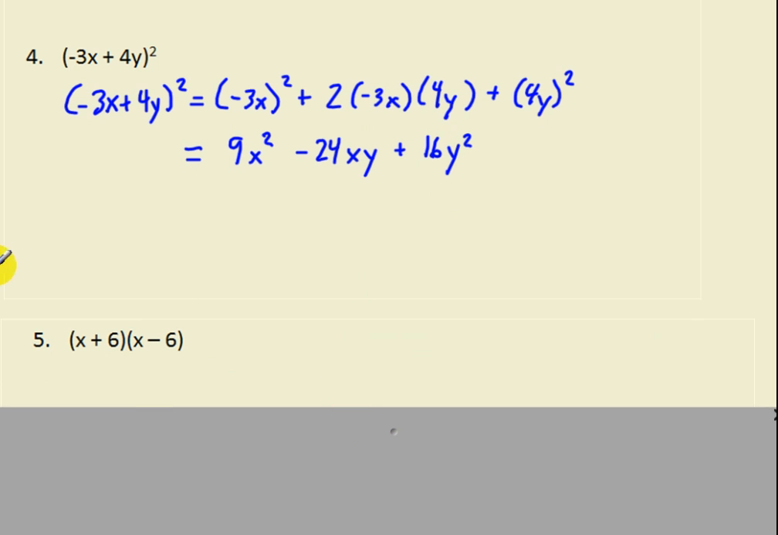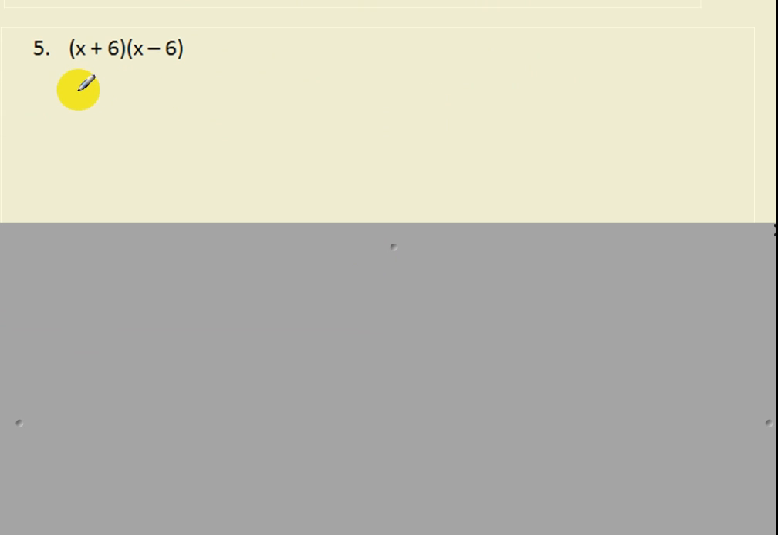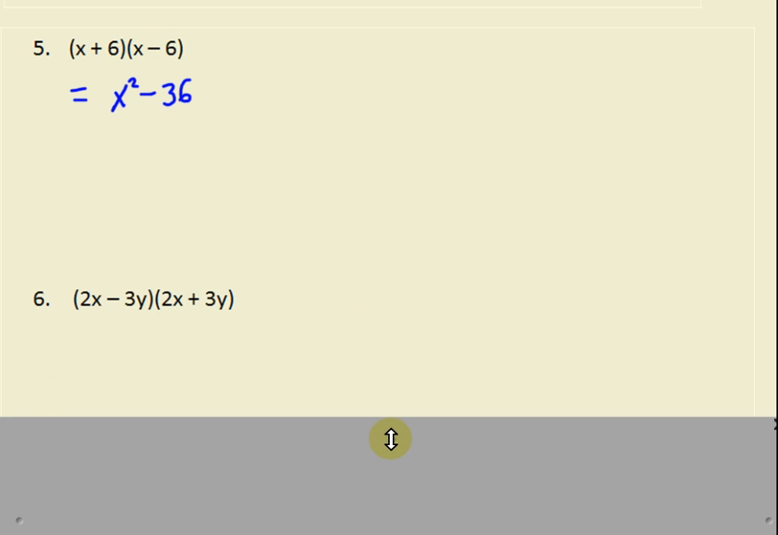Okay, so we end up with an x squared term, an xy term, and a y squared term. No problem, right? Alright, here we have a sum times a difference. So remember the shortcut for this is we're going to have that first term squared minus the second term squared. Okay, so we get x squared minus 36. If you don't remember that shortcut, you can still work this out in either a table or box method or using the FOIL method, and you should still get the same result. But if you recognize that there's a special pattern here, there's a shortcut for you.